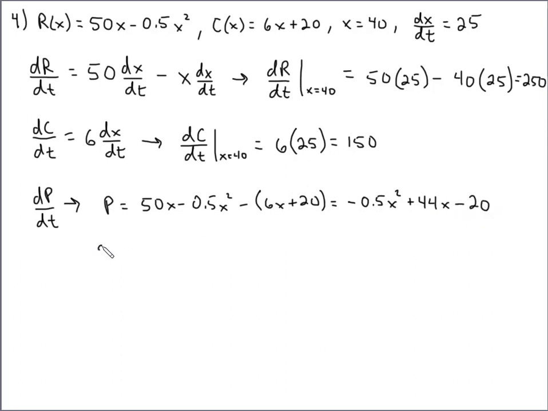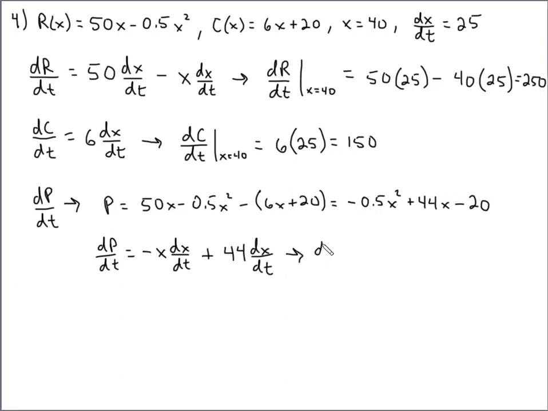So dP/dt, derivative of profit with respect to time, again pretty similar to what we did. So 2 times this is going to be minus 1, so we'll have minus x, lower that to the first power, multiplied by the derivative of x with respect to time. Second term, 44, derivative of x, dx/dt, and a constant, we have 0 there.